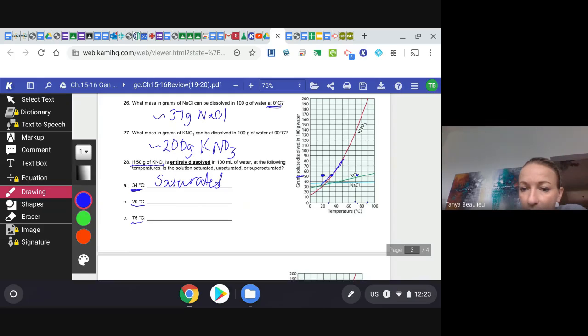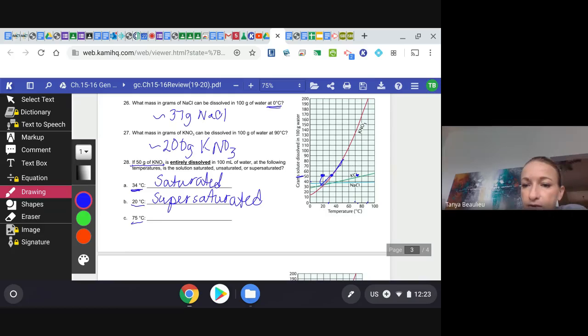At 20 Celsius, I am above the line. You can see the line is red there. I am above that line. When you are above the line and everything is dissolved, it's holding more than the max than it should. Therefore, it is a supersaturated solution.